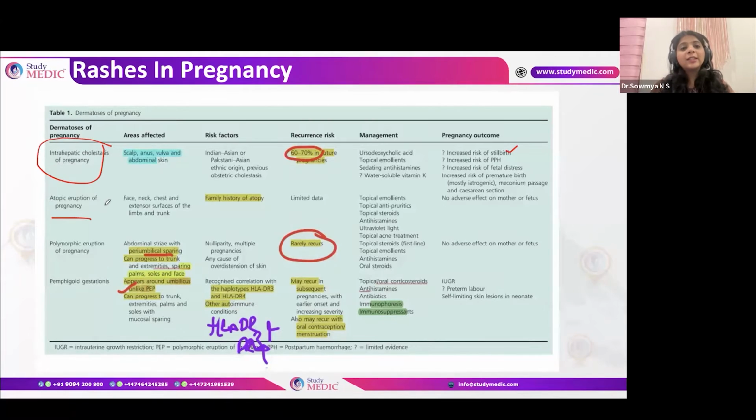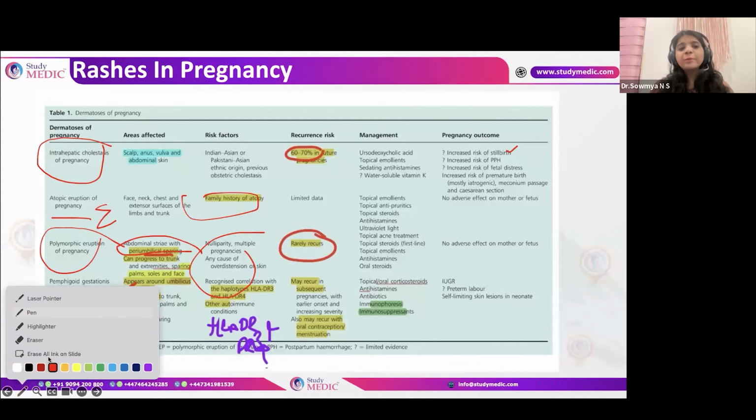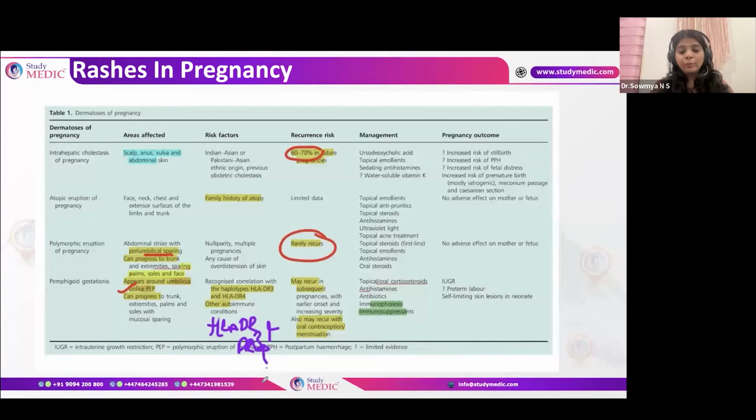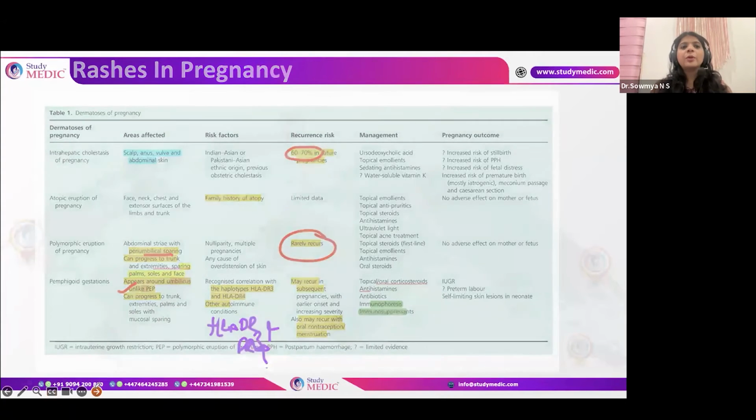Atopic eruption of pregnancy, they say typical eczema type of rashes, and they have a family history of atopy, which can be treated symptomatically. Polymorphic eruption of pregnancy, very important, they have periumbilical sparing, and it is seen in any overdistension like polyhydramnios or twin pregnancy. It can again be treated symptomatically. And when you come to pemphigoid gestationis, it is usually seen with autoimmune diseases, and obviously steroids could be the best bet. But in pemphigoid gestationis, the rash is throughout the body, unlike PEP, which has periumbilical sparing. Okay?